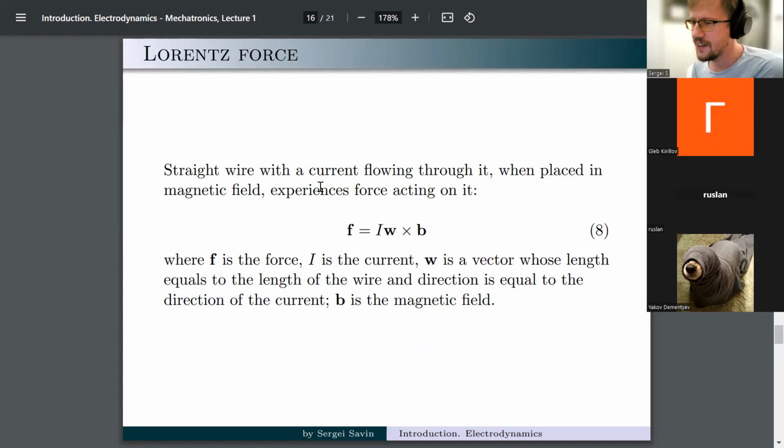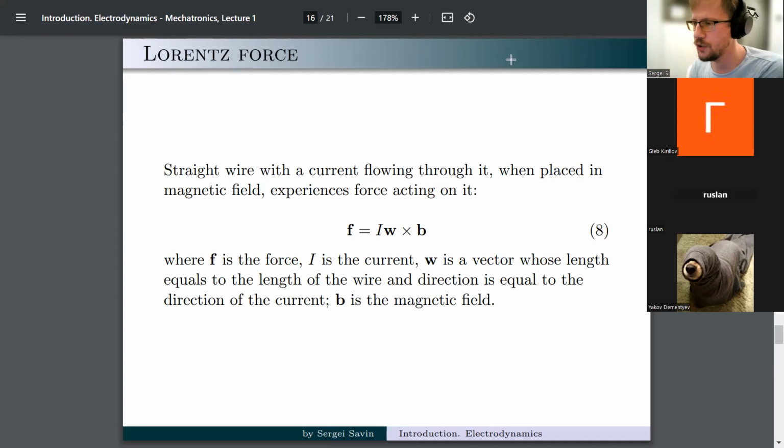So first, there is something called Lorentz force. Lorentz force is a force that acts on a straight wire, or on any wire, but in particular on a straight wire, where there is a current flowing through it, and it is placed in a magnetic field. Okay, it is an interesting electrical phenomenon.